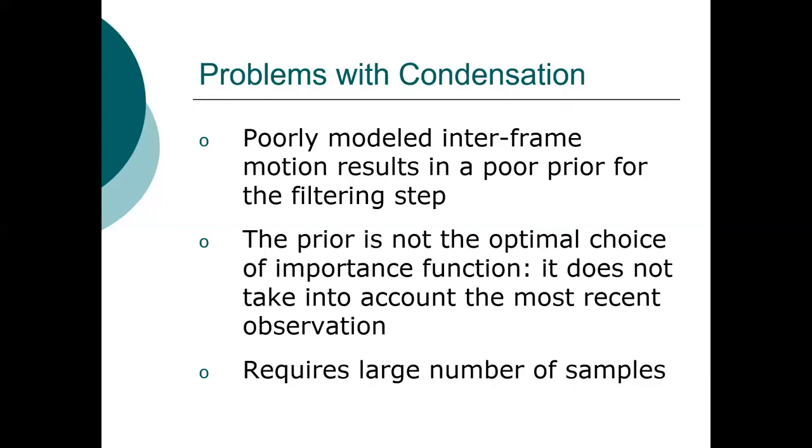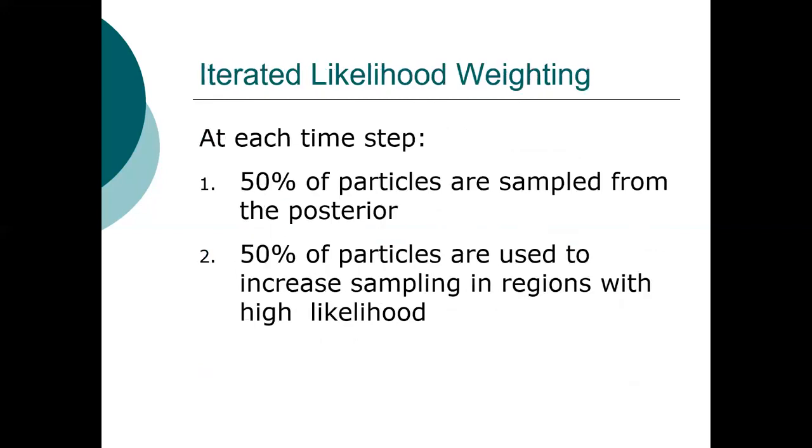Also, representing probability distribution functions by particles properly does require a lot of samples. So we introduced something we called iterated likelihood weighting to deal with those problems with condensation, and we divided the particle set into two sets. 50% of the particles are sampled from the posterior, exactly the same way as condensation, and the other 50% of particles are used to increase the sampling in regions with high likelihood.